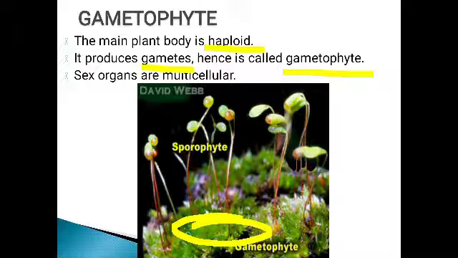What do you mean by haploid? Haploid means the cells which are having one set of chromosomes. That is said to be haploid. Suppose with the example of human beings, if I say we are having 46 chromosomes, isn't it? We are diploid. That is, our cells are having 46 chromosomes.